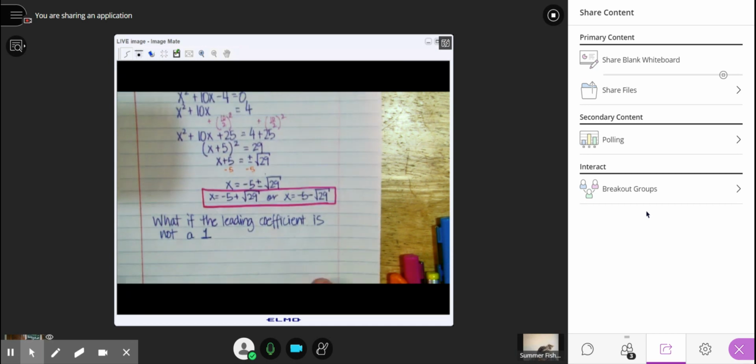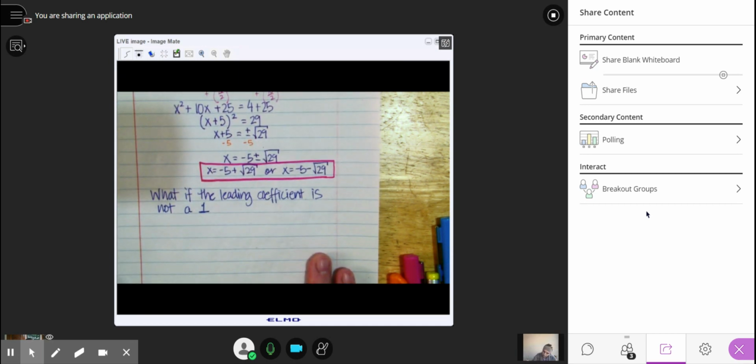All right. So there's one more type of example here that I need to make sure you see. And this is when the leading coefficient is not a 1.